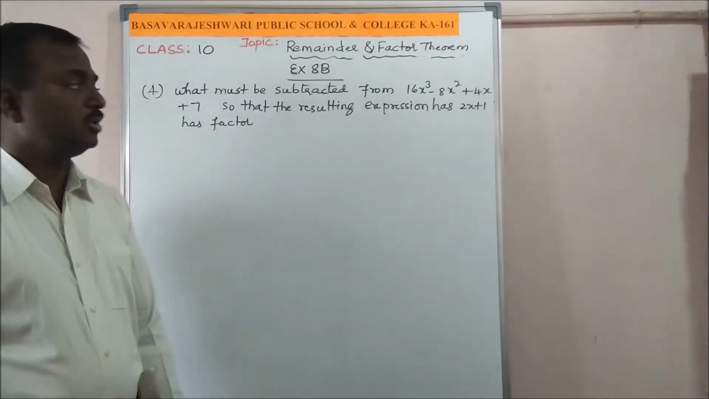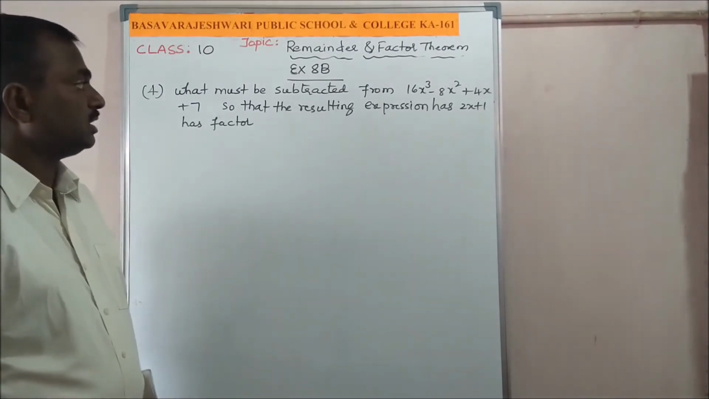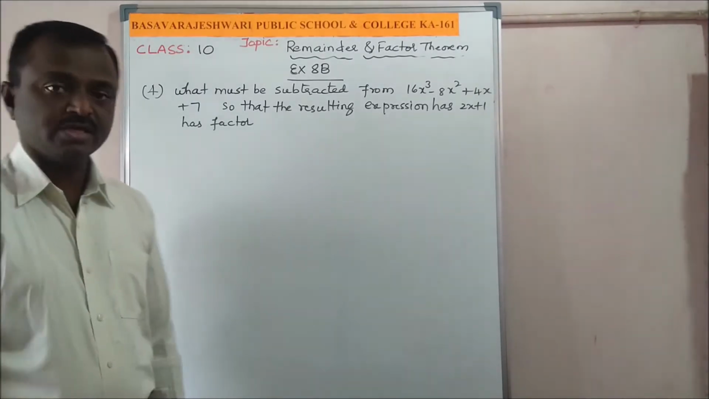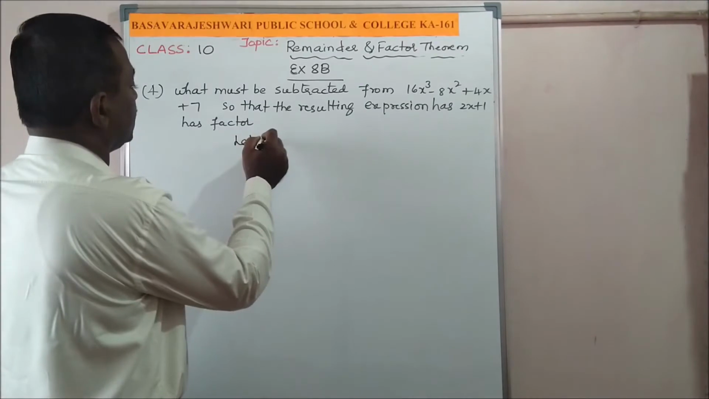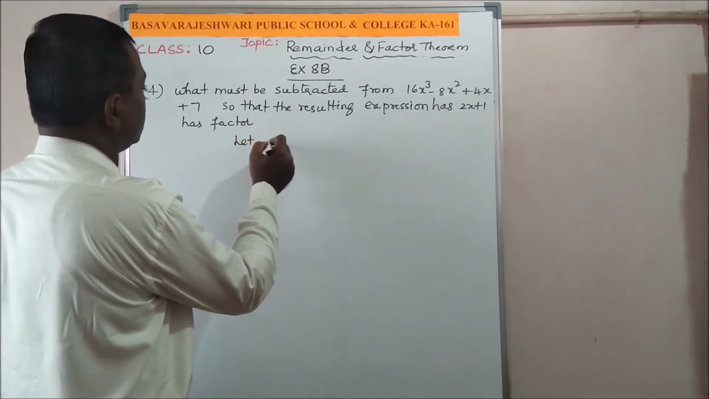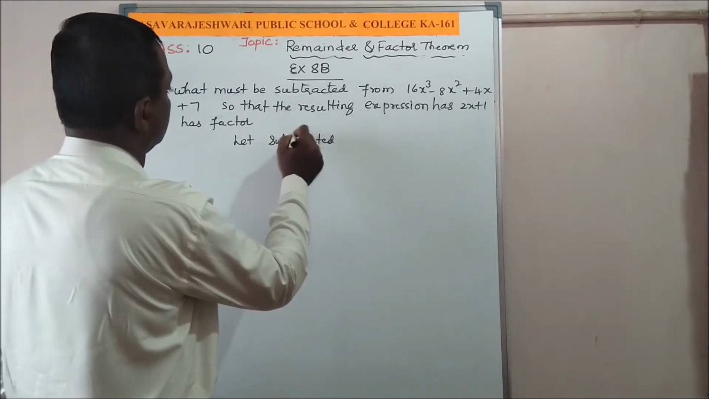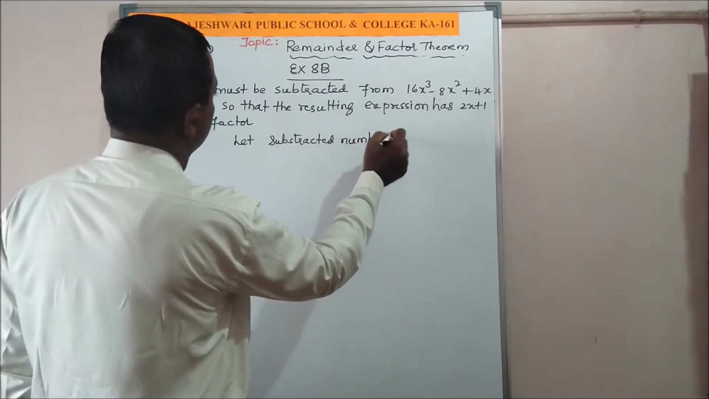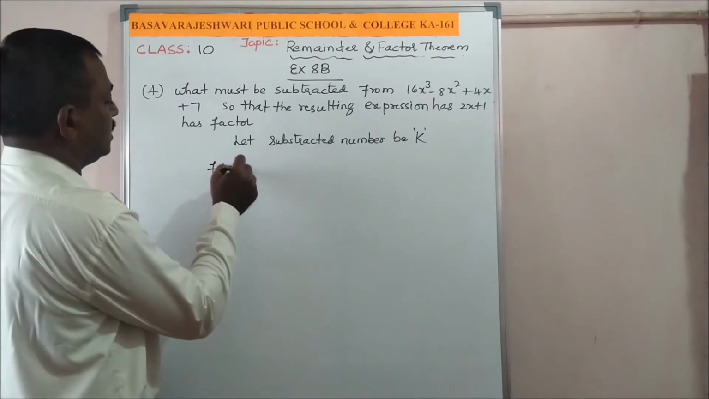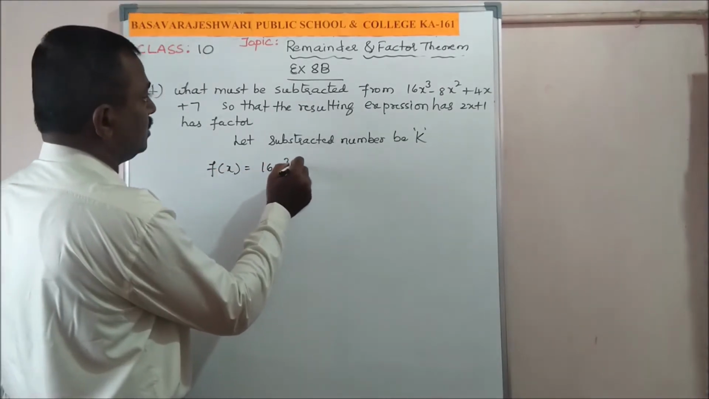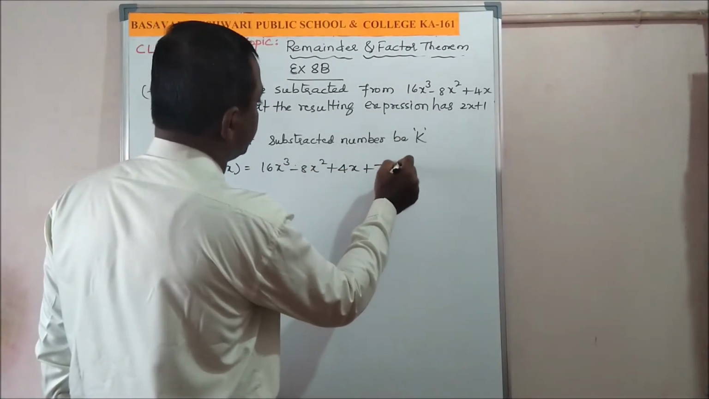Fourth sum, what must be subtracted from 16x cube minus 8x square plus 4x plus 7 so that the resulting expression has 2x plus 1 as a factor? Understood? Let the subtracted number be k. So therefore, what is f of x now? 16x cube minus 8x square plus 4x plus 7 minus k.